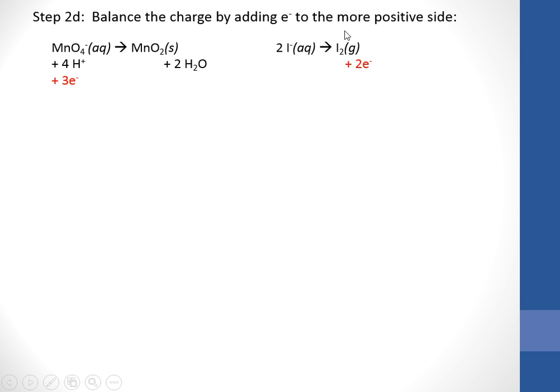In our second half reaction, we have I2 gas, which is a neutral species, but 2 I-, giving an overall charge of -2 on the reactant side. Therefore, we have to add 2 electrons onto the product side to get this to charge balance. Please be aware, at this point, one of your half reactions should have electrons on the reactant side, and the other should have electrons on the product side, because something is going to be gaining electrons, and something else will be losing electrons in a redox reaction.